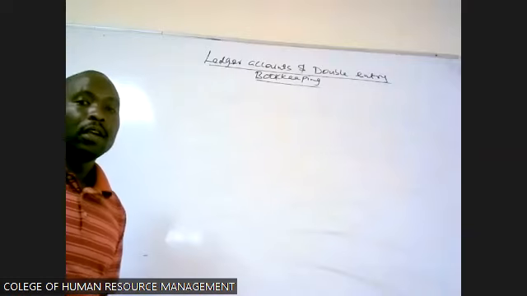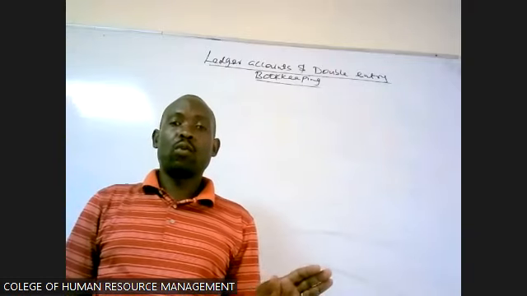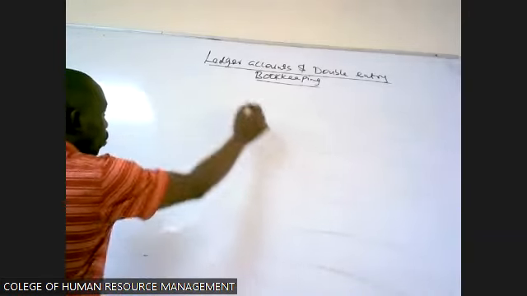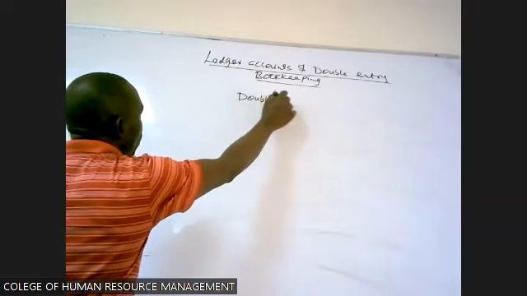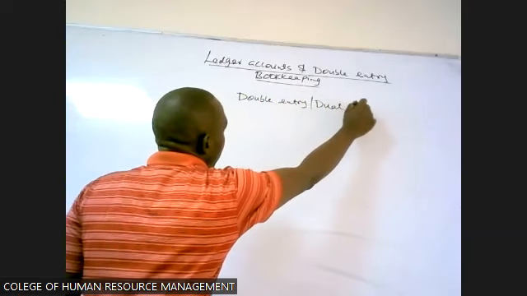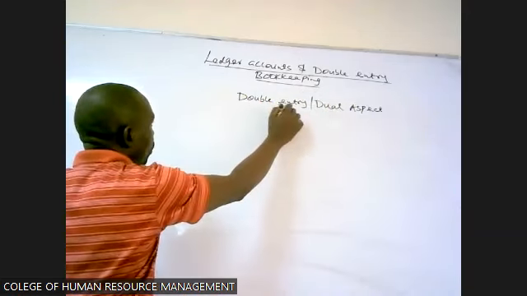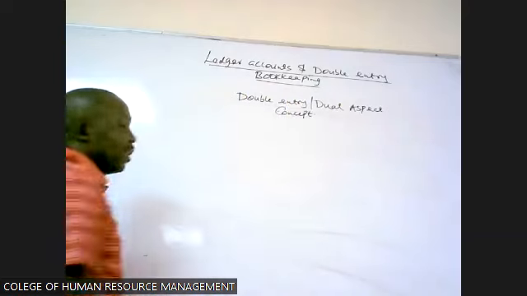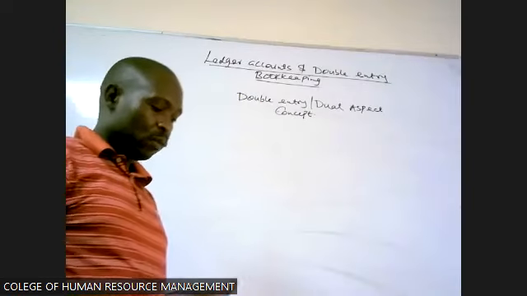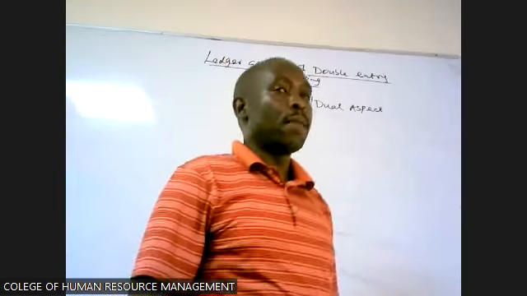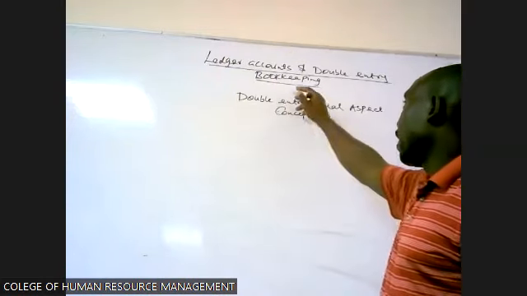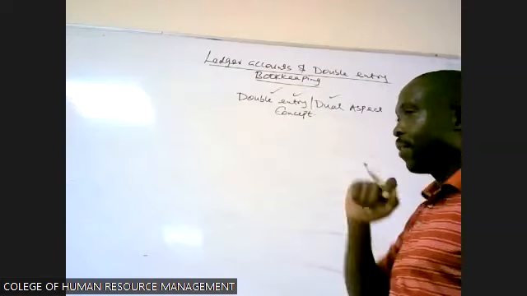Double entry. Actually, we normally call it the golden rule of accounting. The golden rule of accounting is what we call the double entry, also known as the dual aspect concept. It is the golden rule in accounting. Everything in accounting starts and ends with double entry, the double entry or the dual aspect.